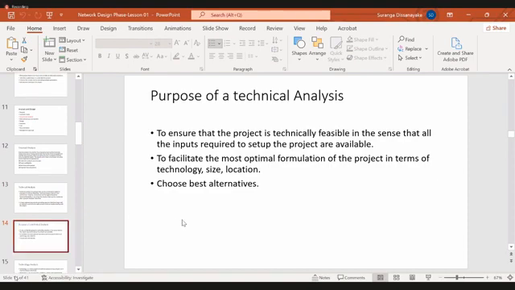that the project is technically feasible in the sense that all the inputs required to set up the project are available. Already we discussed that one. To facilitate the most optimal formulation of the project in terms of technology, size and location. Our ground එක කතා කරා වගේ තමයි.